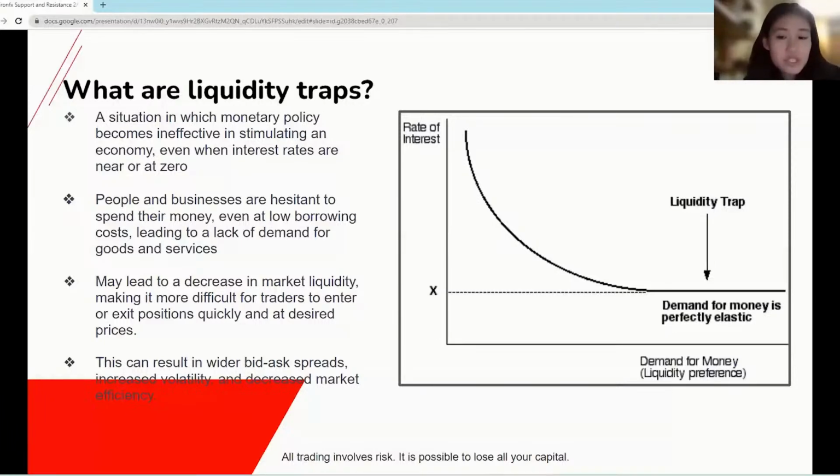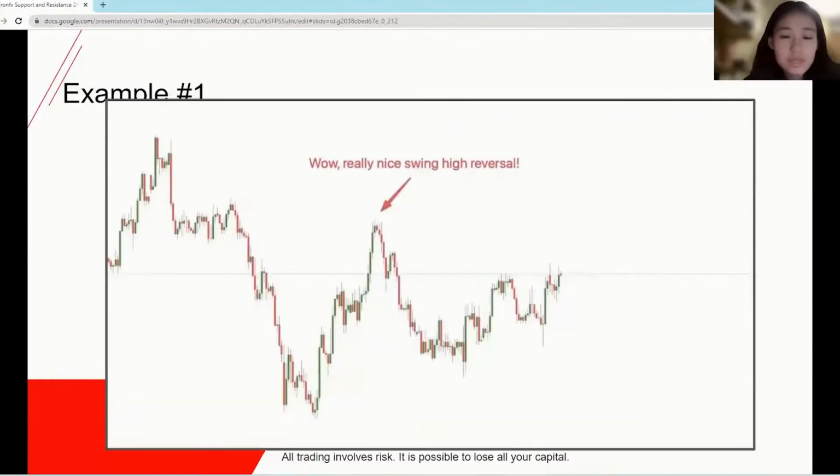So central banks can try to address a liquidity trap by using unconventional monetary policies, such as quantitative easing, to inject more money into the economy and encourage spending. However, the impact of these policies on financial markets can be difficult to predict and may lead to unintended consequences. Okay, so I've included a graph over here just if you are interested in the economics of it all. But here's an example of how it will play out.